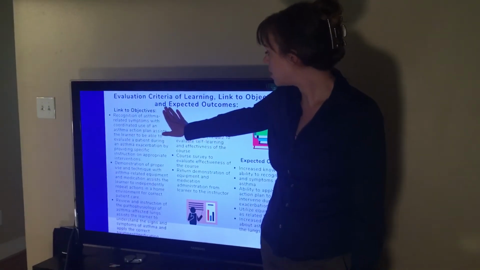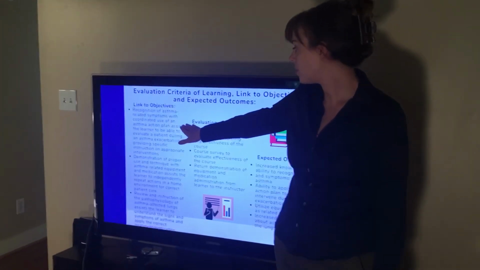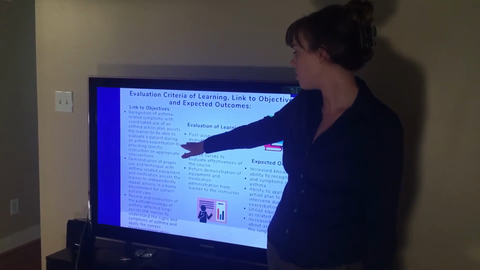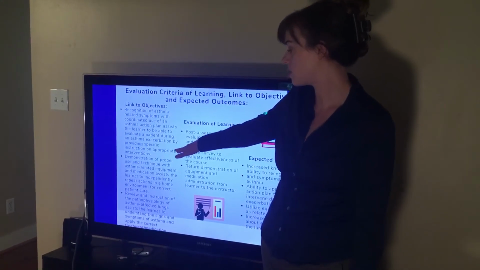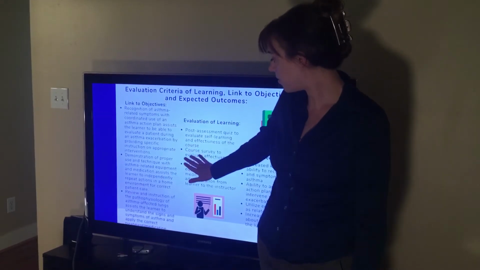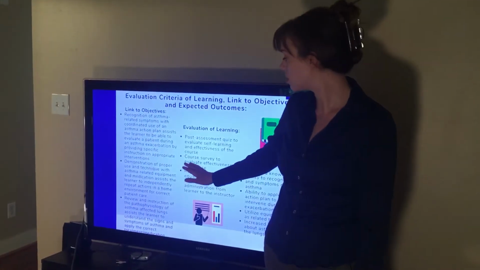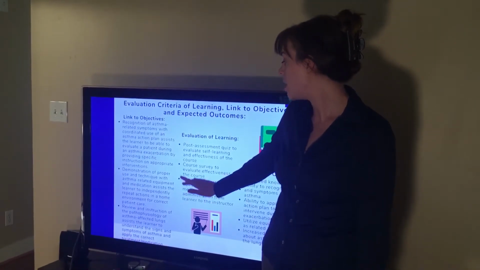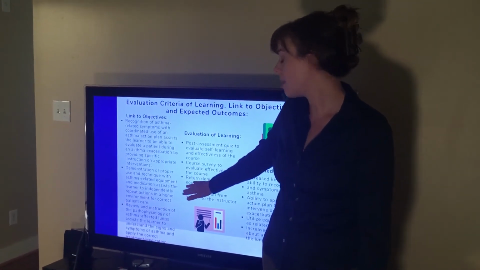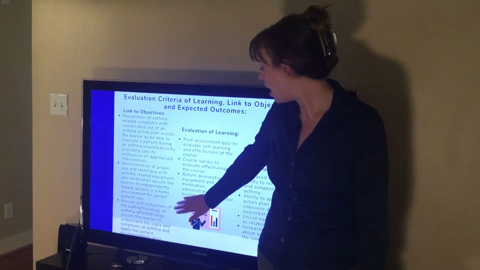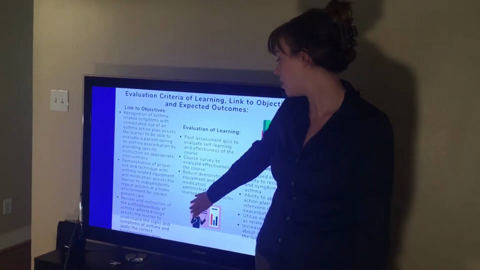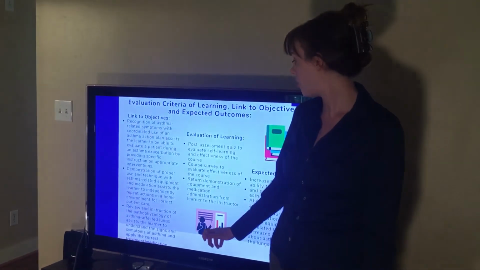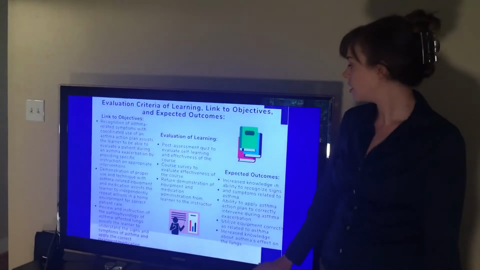The link to objectives is the recognition of asthma-related symptoms with coordinated use of an asthma action plan assists the learner to be able to evaluate a patient during an asthma exacerbation by providing specific instruction on appropriate interventions. And then demonstration of proper use and technique with the asthma-related equipment links to the objective to make sure that they're able to use that equipment. And then review and instruction of the pathophysiology allows them to understand the objective of the differences between the healthy lungs and the asthma-affected lungs.